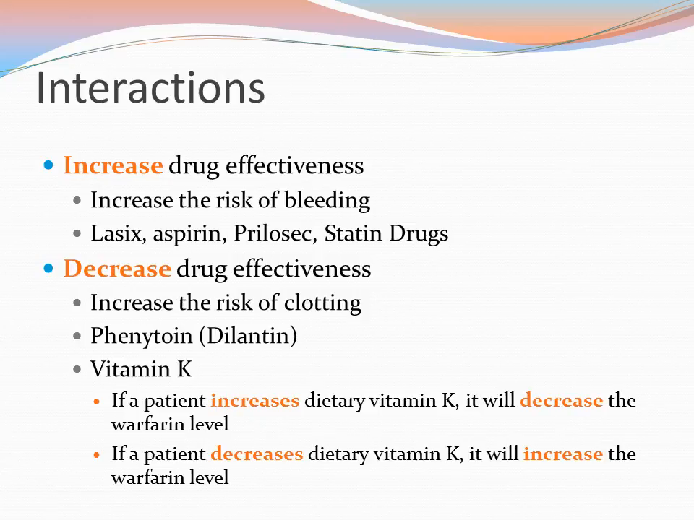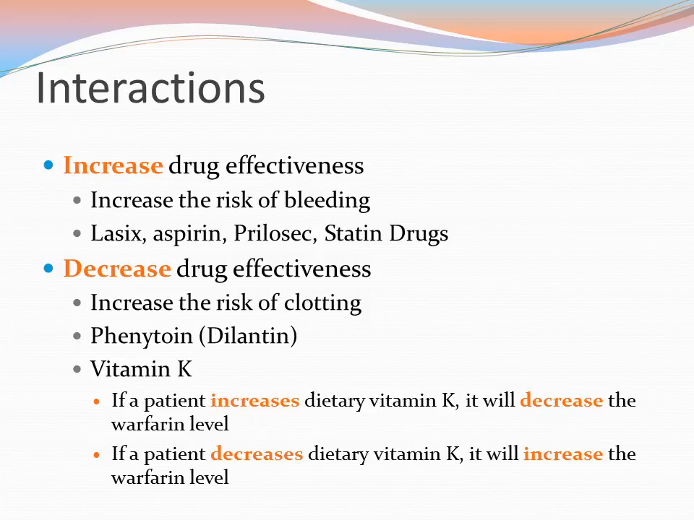Some of the interactions, essentially everything interacts with Coumadin, but I'm not going to make you remember everything. I've just pulled out a couple things that you probably will recognize. The first section there is going to be drugs which increase Coumadin's drug effectiveness. So what that means is it's going to increase the risk of bleeding. Drugs you're going to recognize from that list include furosemide or Lasix, so they'll probably need to be on a lower dose of Coumadin if they're also on Lasix, is how that would work.